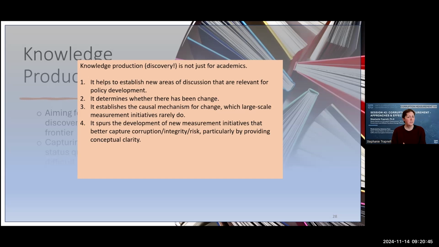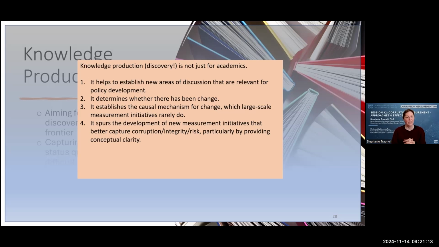This type of scientific discovery or knowledge production establishes the causal mechanism for change, which is what large-scale measurement initiatives rarely do because they just don't have the time to do it. They don't have the time to dig to find out why that score is happening the way it is for every single indicator that they're producing data for. And when you focus on the smaller parts, you can sort of understand what the causal mechanism is. And that's a very important thing to understand if you want to know why the indicator score is the way that it is.